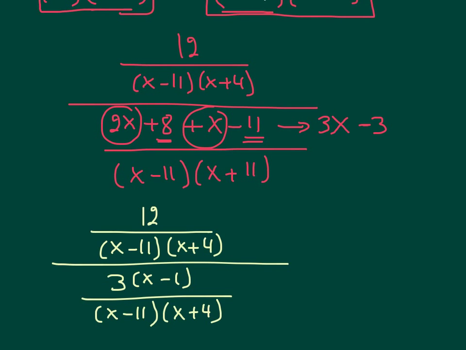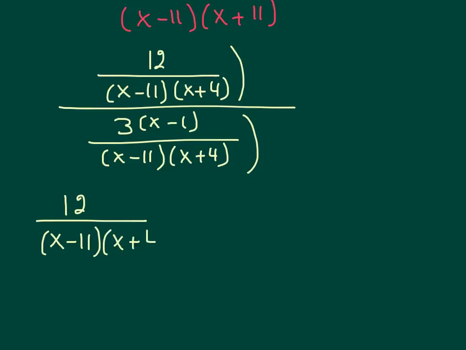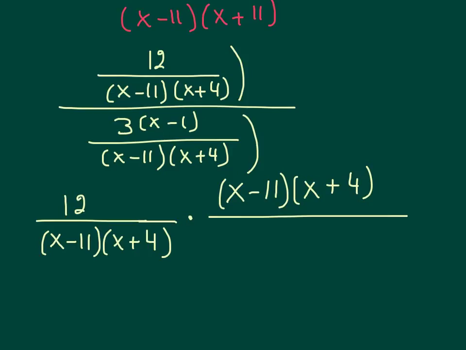Now, at this point only, you're allowed to go in and say we have a fraction divided by a fraction. We're going to change division to multiplication. So that's going to give us 12 divided by x minus 11, x plus 4, multiplied by the reciprocal of the denominator, which is x minus 11, x plus 4, divided by 3 times x minus 1.